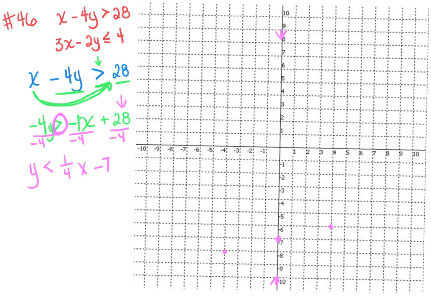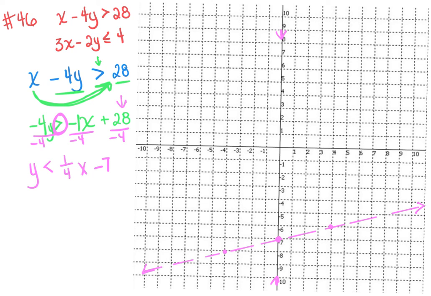And this is where you decide if it's solid or dashed based on that sign that you have. In this case, it's not or equal to. Because it's not or equal to, we're going to dash it. That's such a bad line.